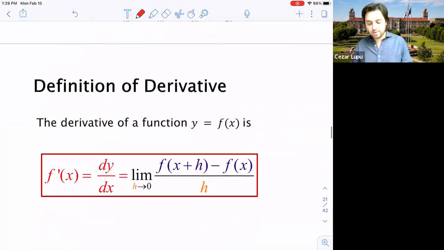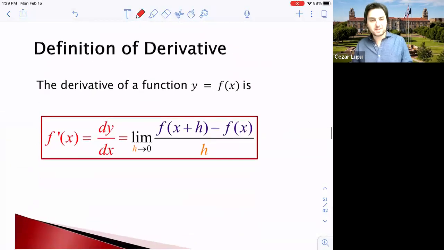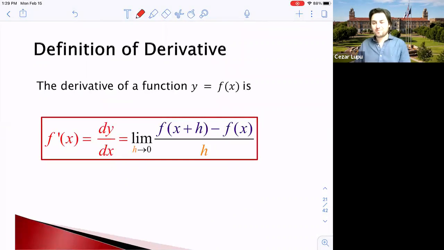Okay, finally, it took us quite a while, almost an hour. And now we can finally define what is the derivative of a function in a more general setting.